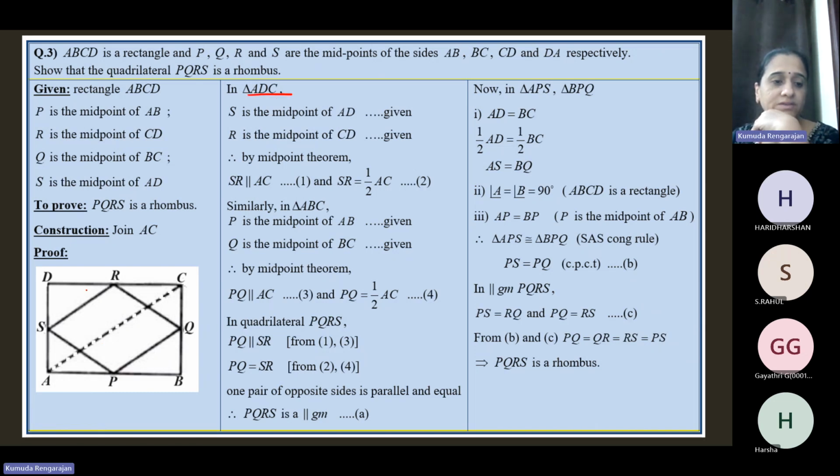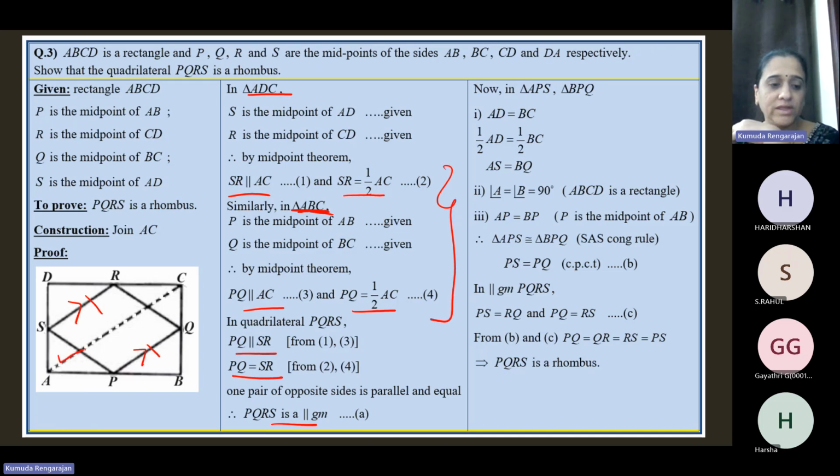So ADC, see the triangle ADC, midpoint theorem, you get these two results. Then ABC, midpoint theorem, you get these two results. Comparing these results, you get PQ parallel to SR, PQ is equal to SR, parallel and equal. Therefore, it's a parallelogram. We're done with one part.